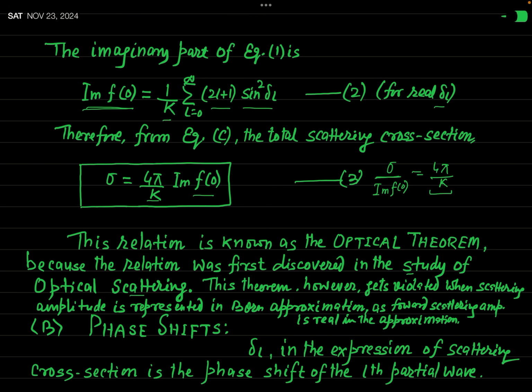Why is this theorem violated in Born approximation? The reason behind this is that in case of forward scattering amplitude, you will see that the forward scattering amplitude is not complex, but it is real. And this theorem talks about the imaginary part of the forward scattering amplitude. That's why we simply say that this theorem gets violated when a scattering amplitude is represented in Born approximation, as the forward scattering amplitude is real in this approximation.